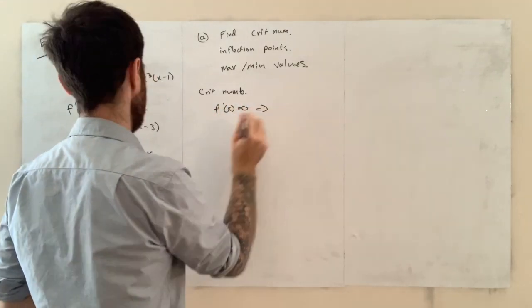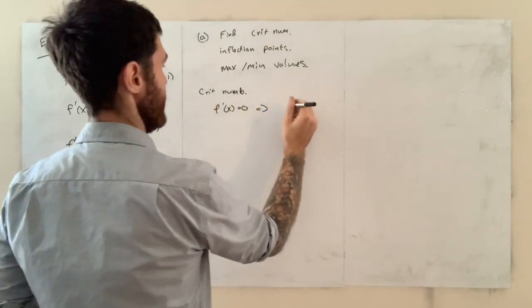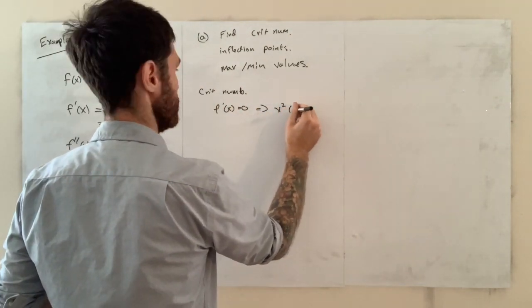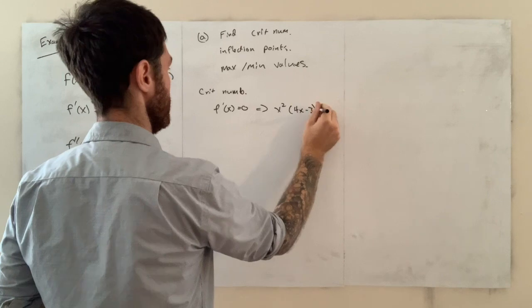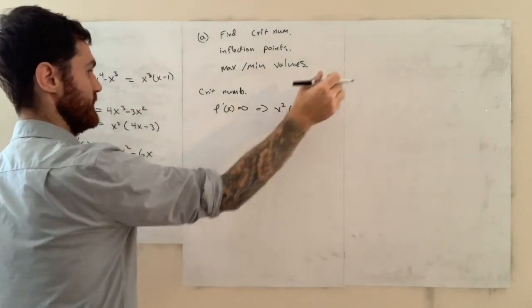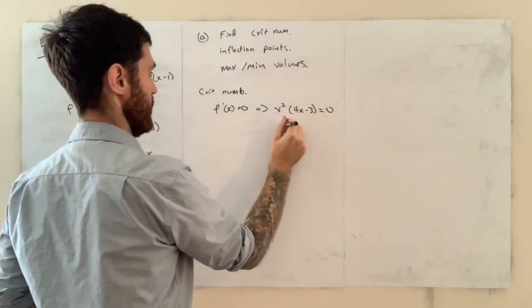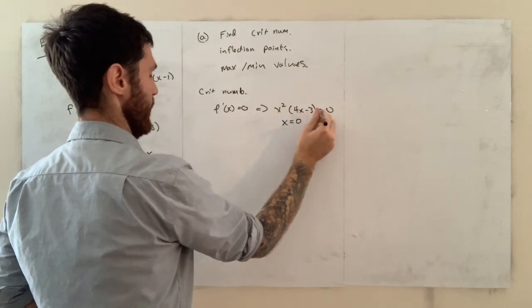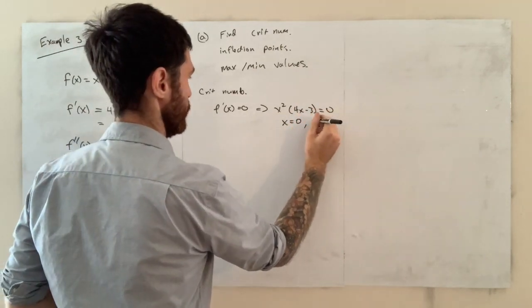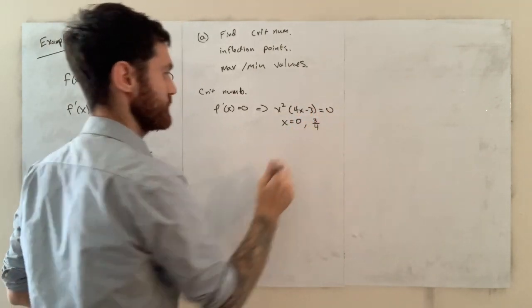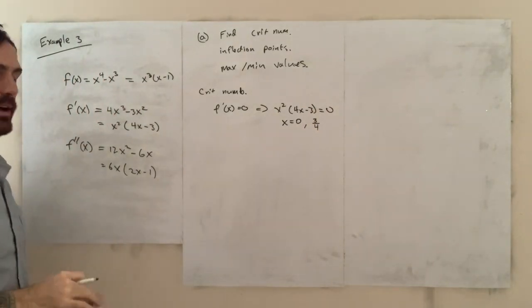And so what that implies is that x squared times 4x minus 3 is equal to 0, and that's going to be when x is equal to 0, and also when x is equal to 3/4. So you get those two values.